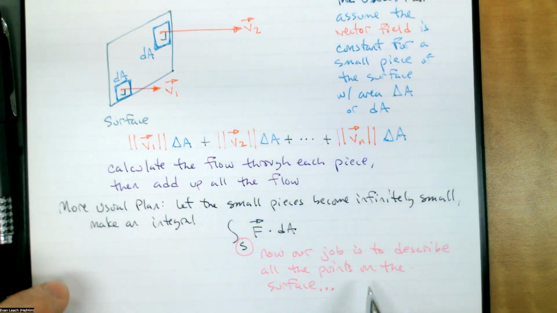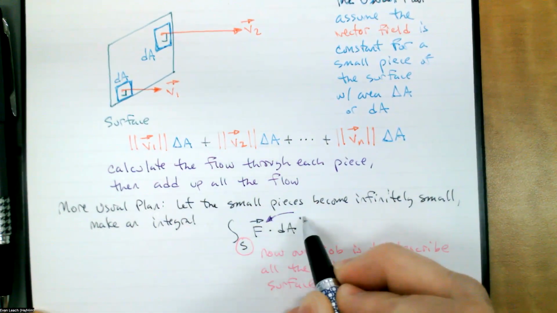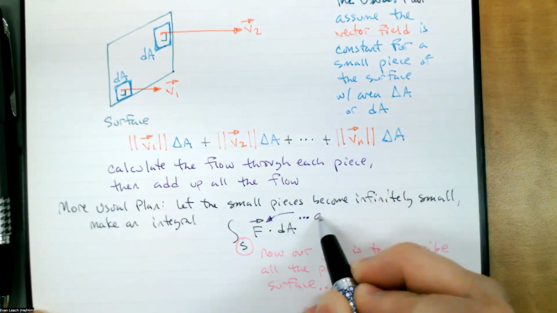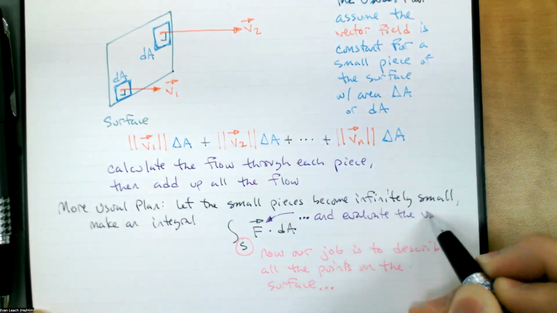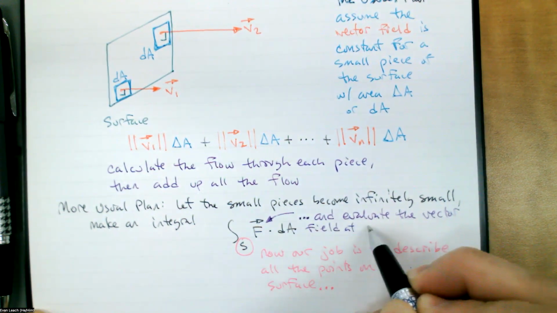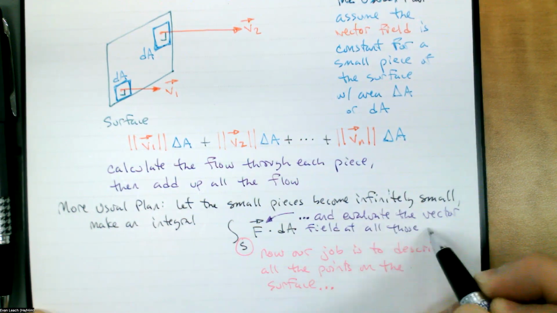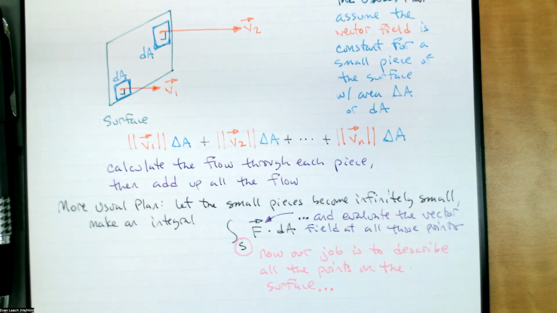So our job is now to describe all the points on the surface, and evaluate the vector field at all those points. Since dA is a piece of that surface, dA is going to be a little dx times a dy, and we're going to get a double integral.